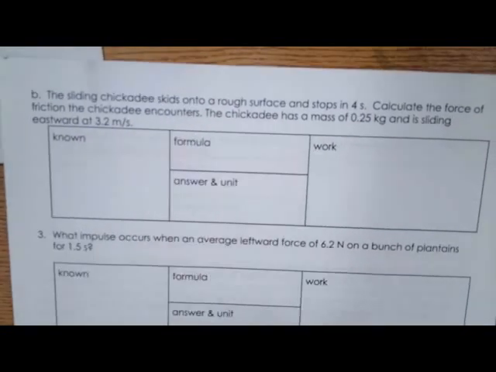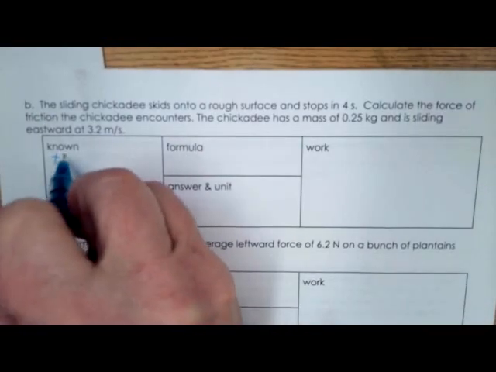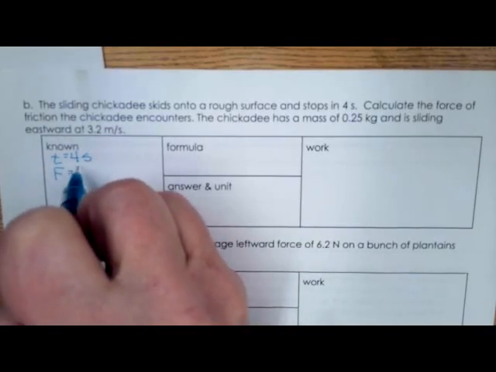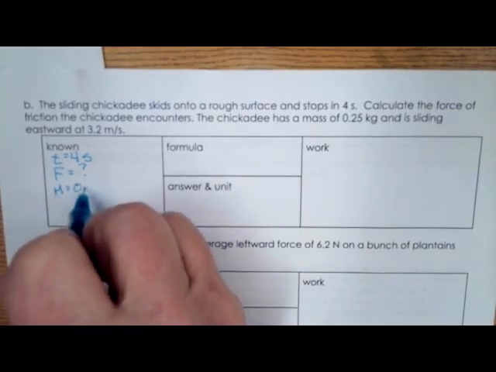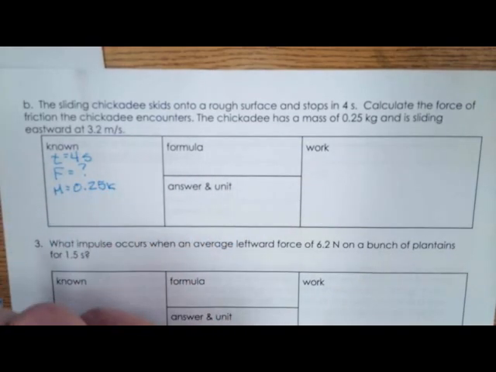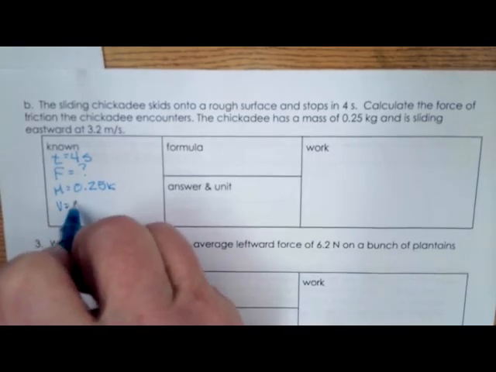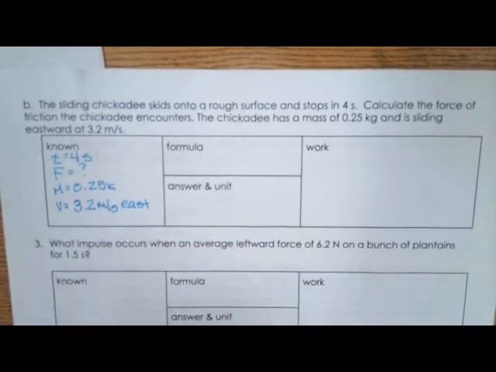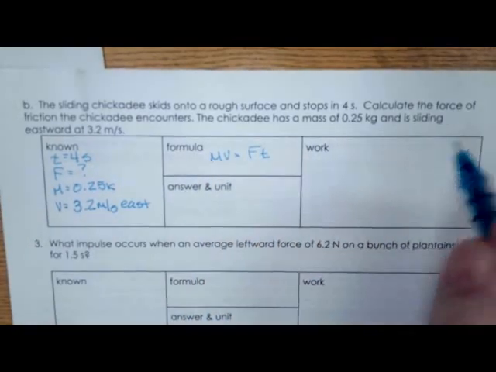Okay, so the sliding chickadee from the previous problem skids onto a rough surface and stops in 4 seconds. Calculate the force of friction the chickadee encounters. The chickadee has a mass of 0.25 kilograms, and it's sliding eastward at 3.2 meters per second east. So again, we're going to have to use the smush formula, mv equals Ft.